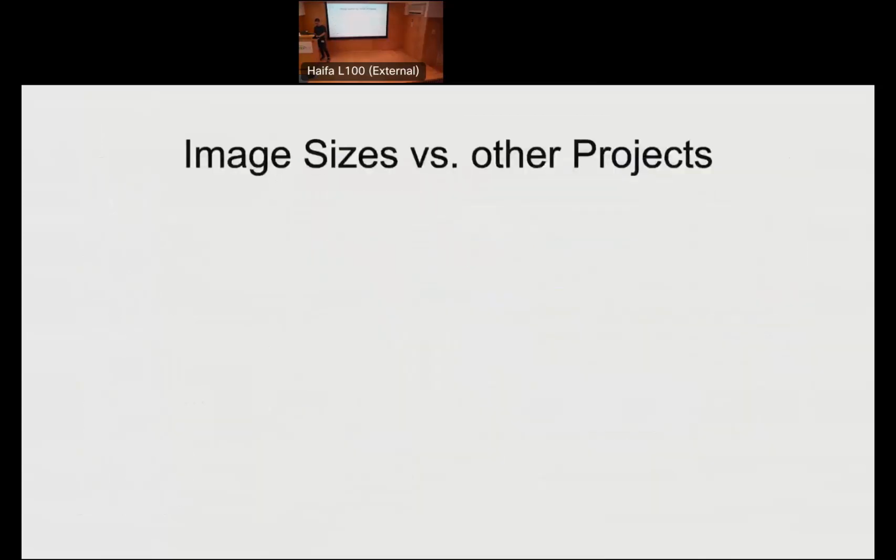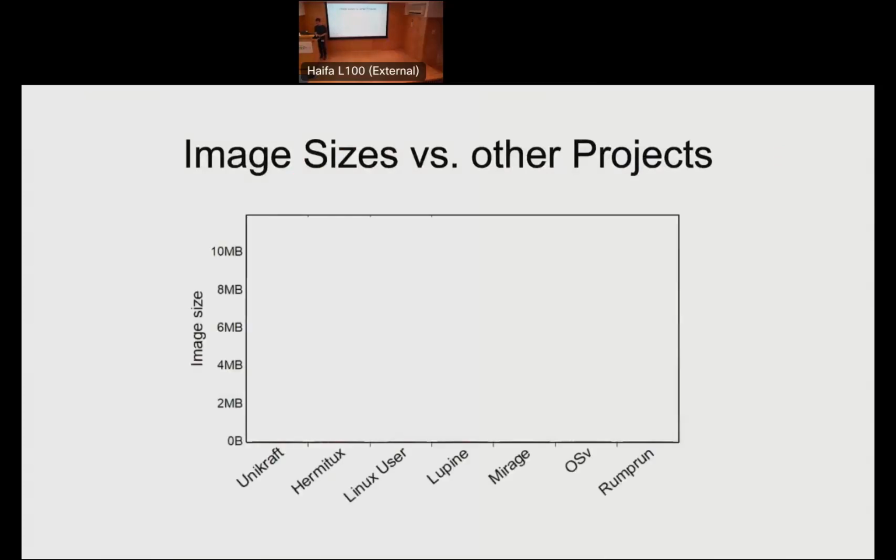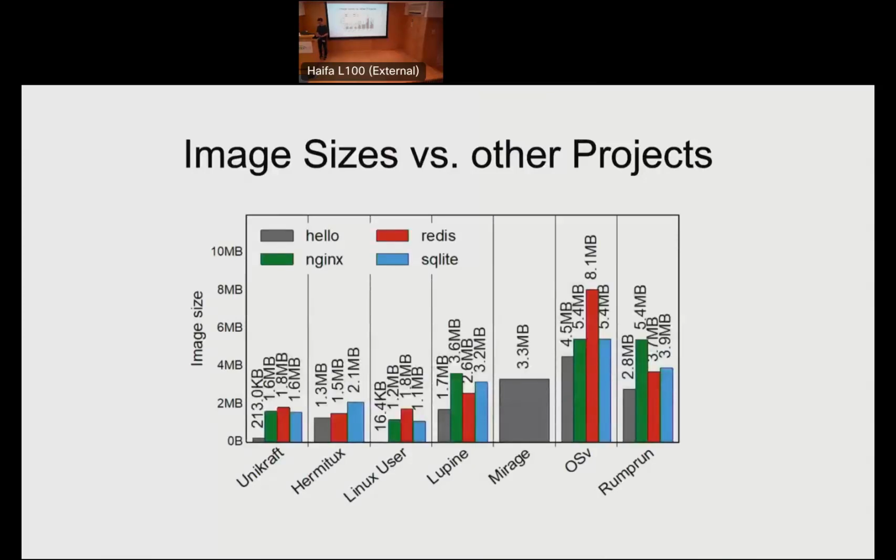Let's start by taking a look at image sizes. We measured them for a number of systems and 4 applications. And the results that we can see is that Unikraft ranges between 200K and 2 megs, and compares quite positively to competing systems.